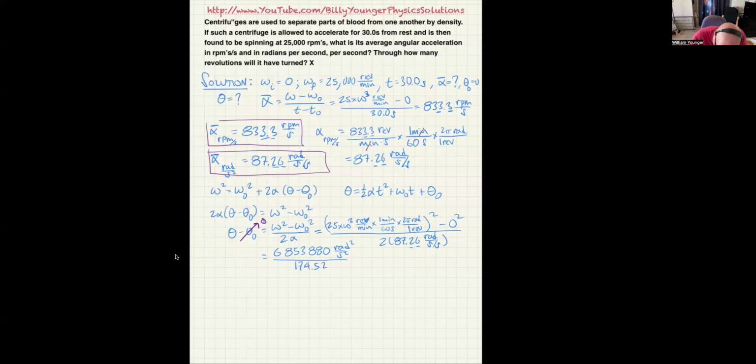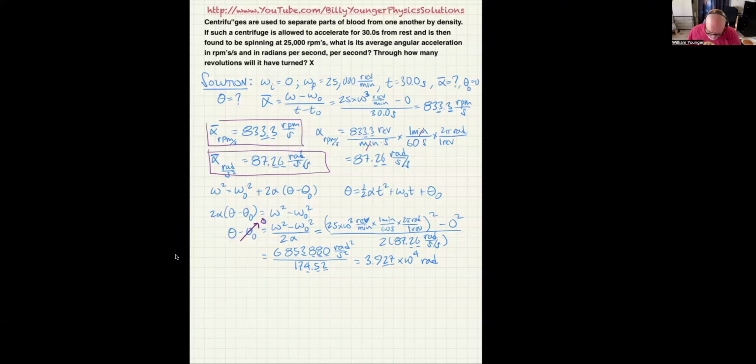174.52. But I really only had 2 sig figs there, so these are not significant figures. And I also had only 2 sig figs up top, so these are not significant figures either. So if I take this 6,853,880 and divide that by 174.52, I get 3.9. Carrying 2 extra digits is going to be 3.927 times 10 to the fourth, and that result should be in radians.